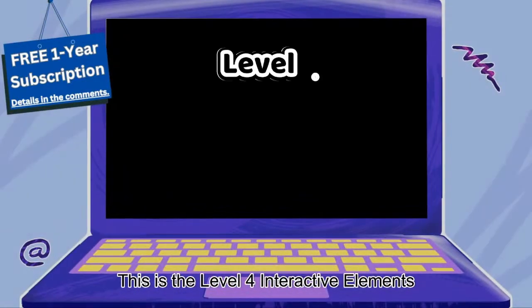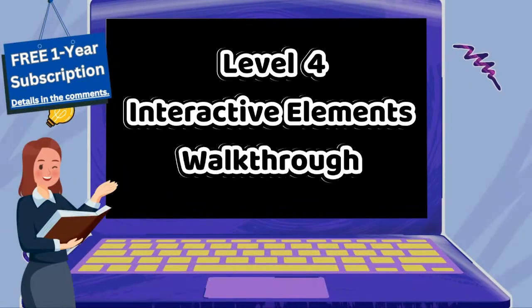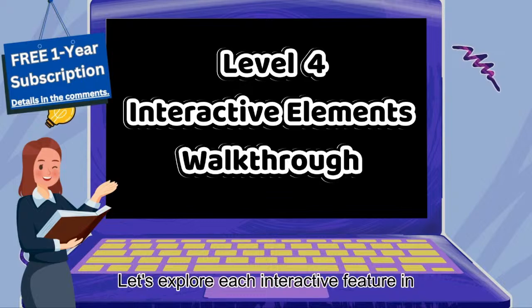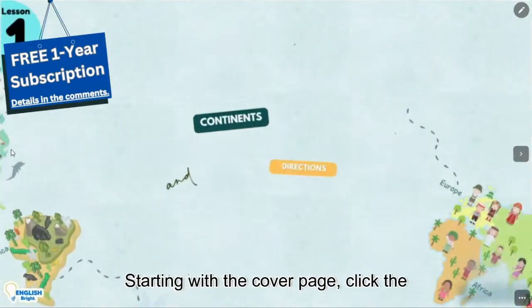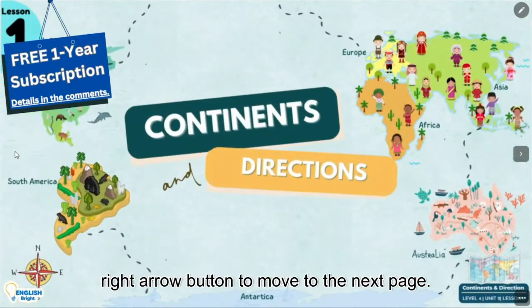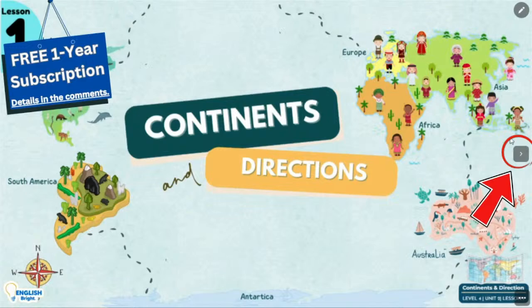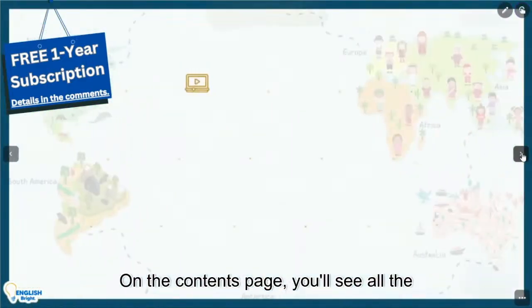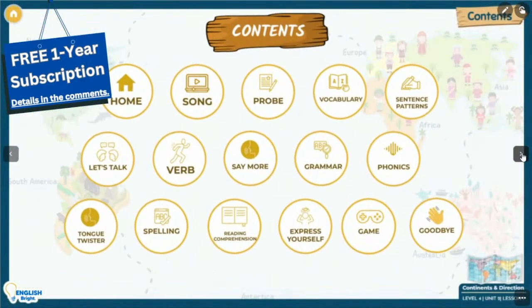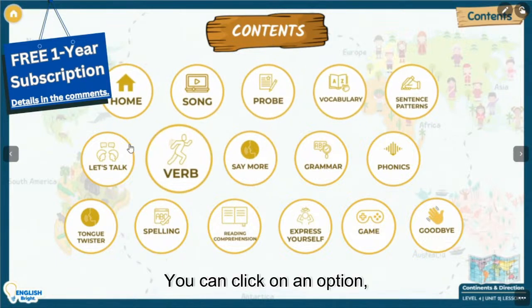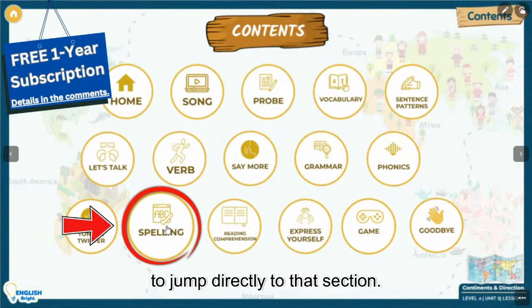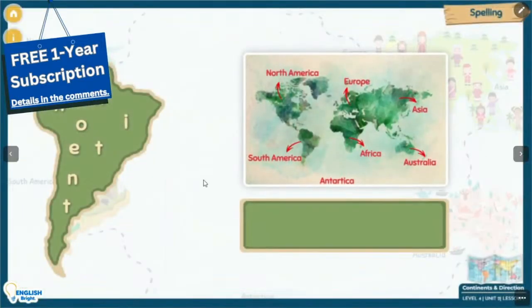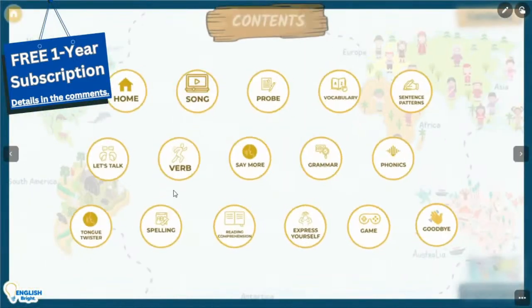This is the Level 4 Interactive Elements walkthrough. Let's explore each interactive feature in this lesson. Starting with the cover page, click the right arrow button to move to the next page. On the contents page, you'll see all the sections of the lesson. You can click on an option, such as spelling, to jump directly to that section. The home button will bring you back to the contents page at any time.